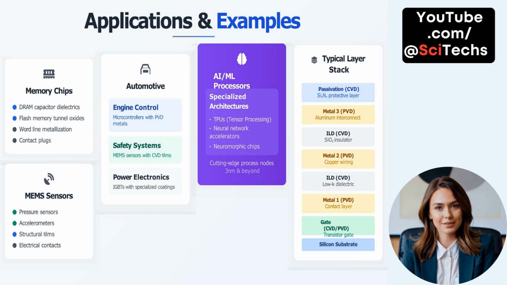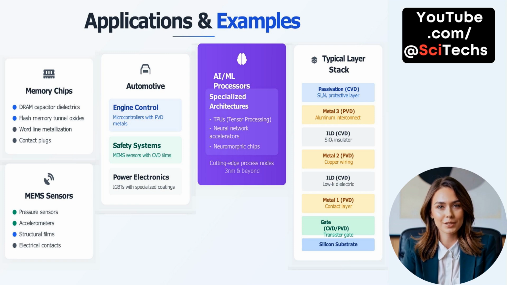In memory chips, CVD is used for dynamic random access memory capacitor dielectrics and flash memory tunnel oxides, while PVD is used for wordline metallization and contact plugs. MEMS sensors, found in pressure sensors, accelerometers, and structural components, use CVD for forming dielectric layers and PVD for electrical contacts.